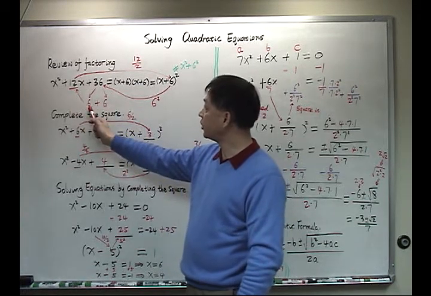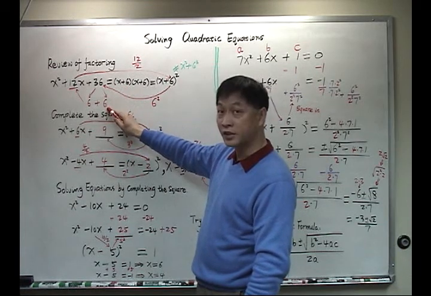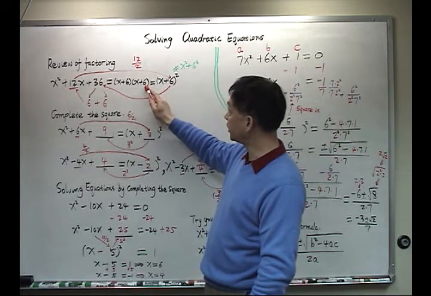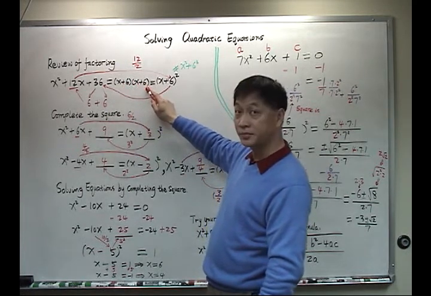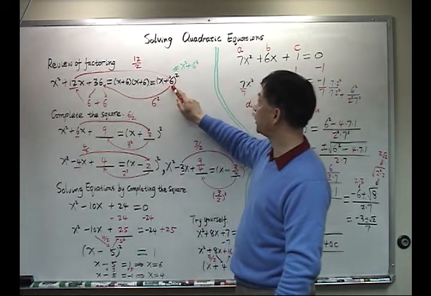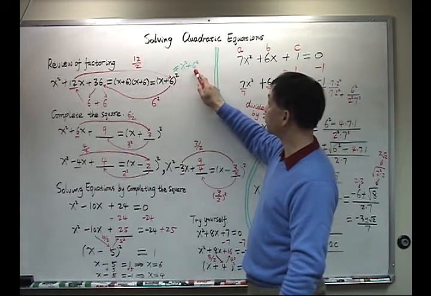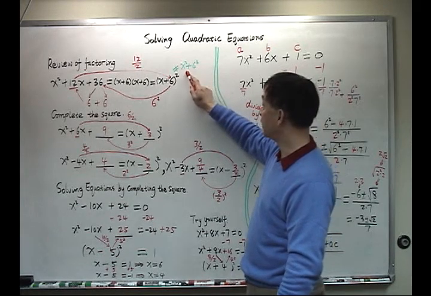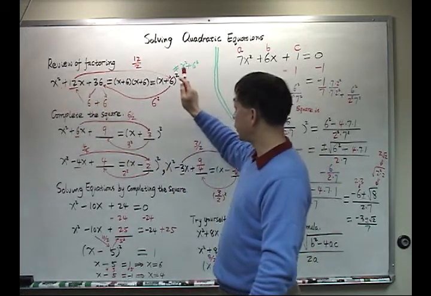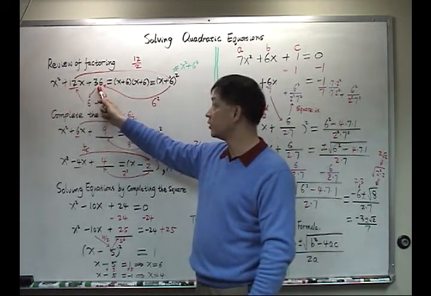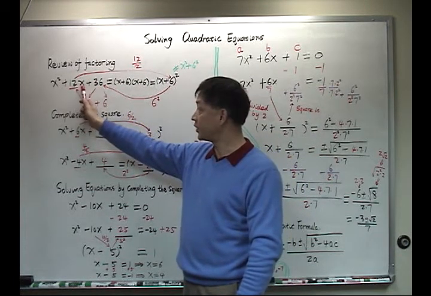Now, since we have a 6, here we have x plus 6. And since we have another 6, here we have x plus 6 again. x plus 6 times x plus 6 is actually x plus 6 squared, which is not x squared plus 6 squared. We know x squared is x squared, and 6 squared is 36. So there is a middle term, 12x, over there.